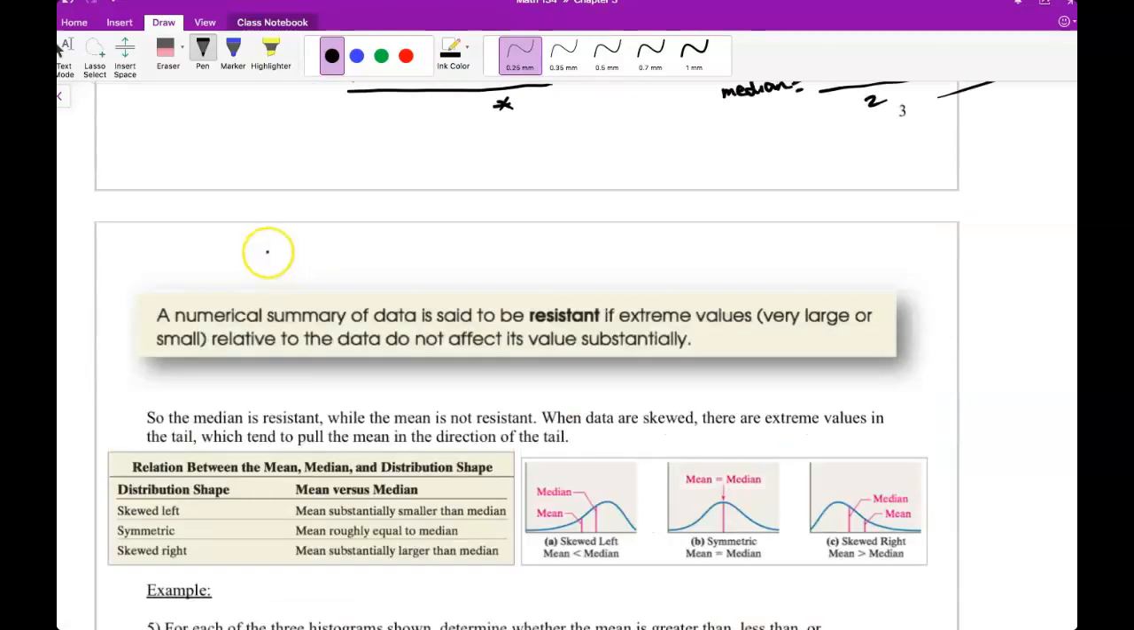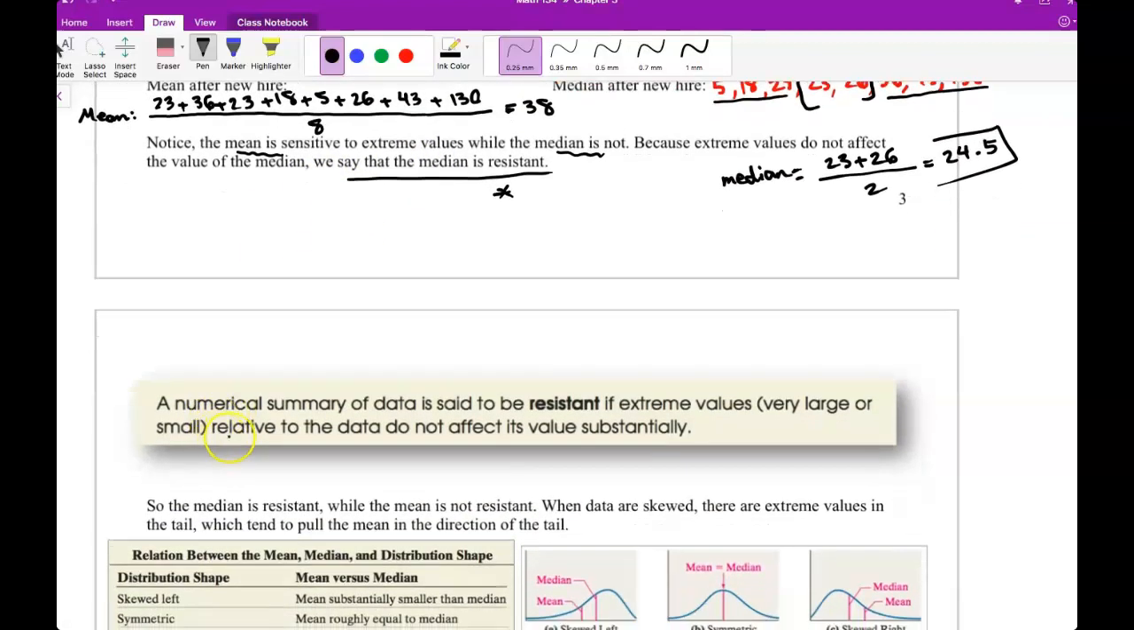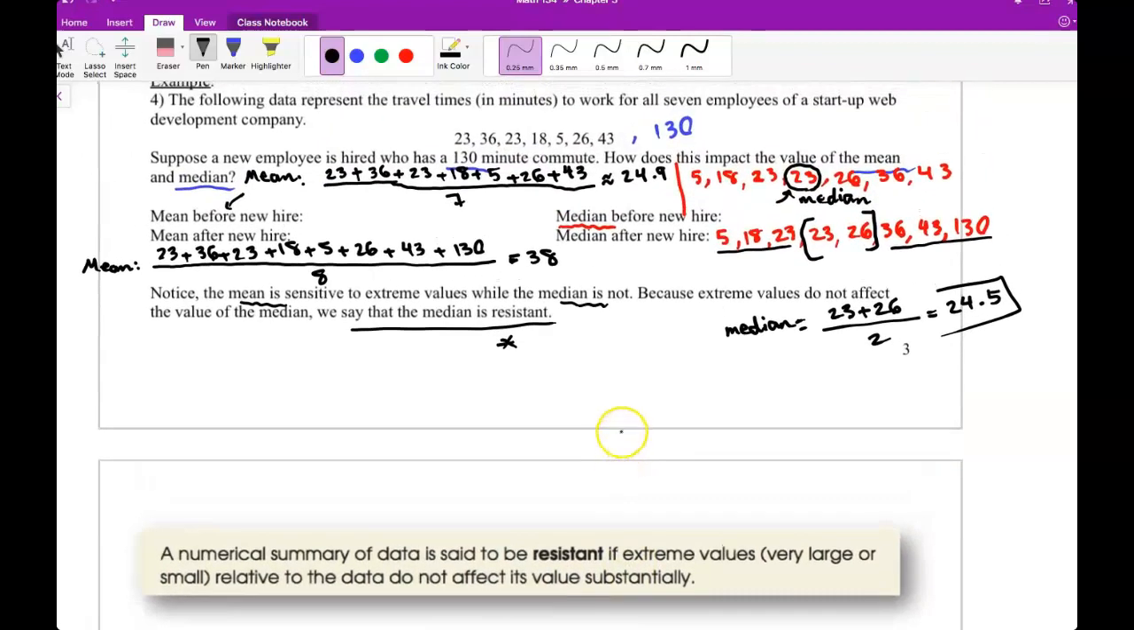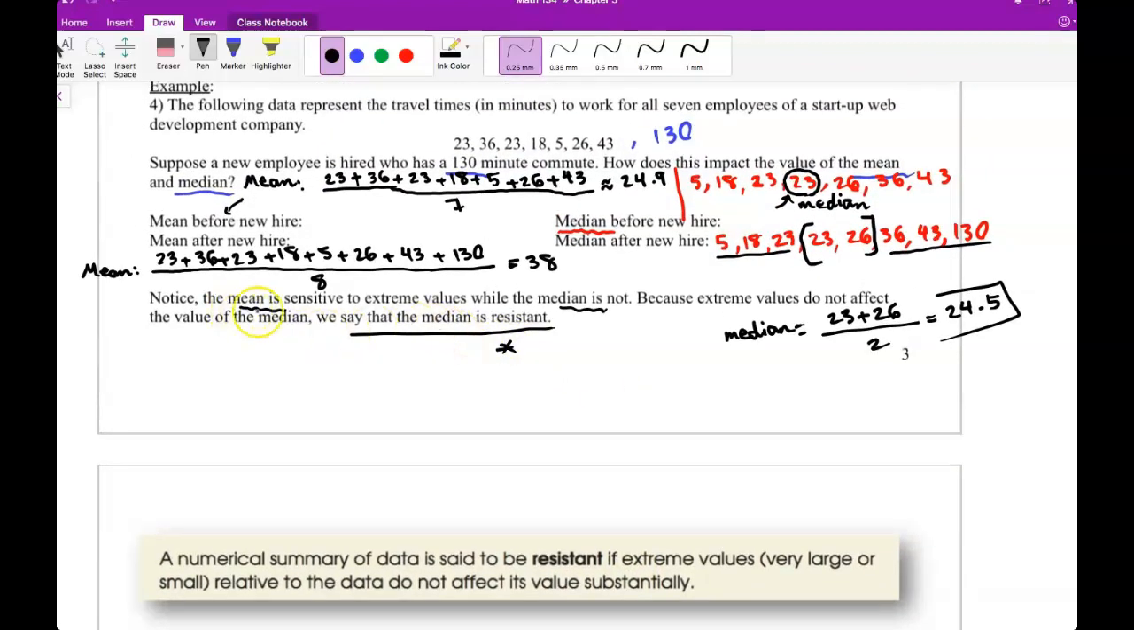Okay, so this is related to what we have here. A numerical summary of data is said to be resistant if extreme values, very large or small relative to the data, do not affect its value substantially. Just keep in mind that mean is sensitive to extreme values while median is resistant.